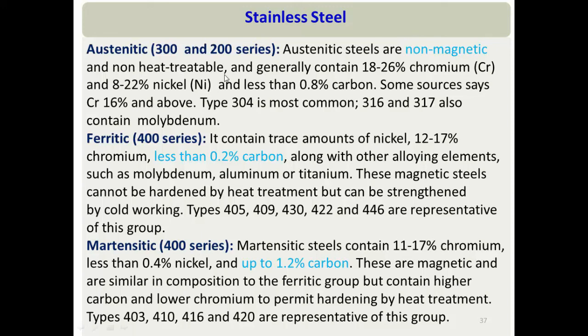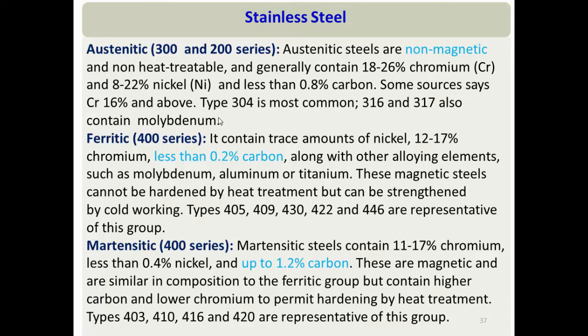They are non-magnetic in nature, and usually the most common are type 304, type 316, and type 317. Now, the first one is austenitic stainless. The second one is ferritic stainless steel.